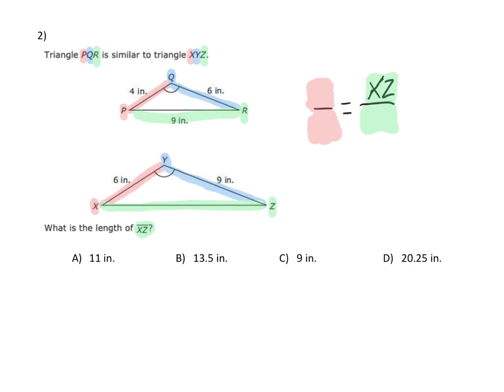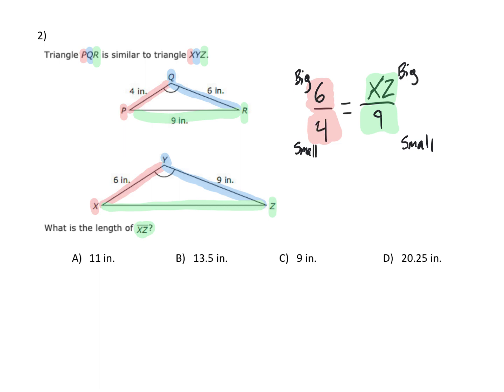Now I need to see that XZ is in the big triangle. So that means the big red needs to be up there. The small would be down here and small down here. So now let's fill in what we know. The small green triangle would be 9. The big red would be 6, and the small red would be 4.